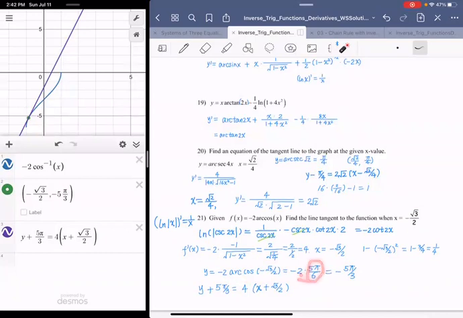5π/6 times -2 is -5π/3. So the correct point is x as -√3/2, y is -5π/3. Y minus that, y minus this equals x minus this. Because negative, that's why we have positive here. And if we show the point here, this exactly shows our answer is correct, okay?